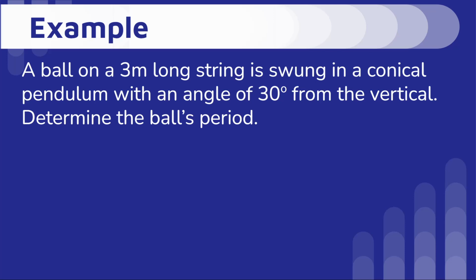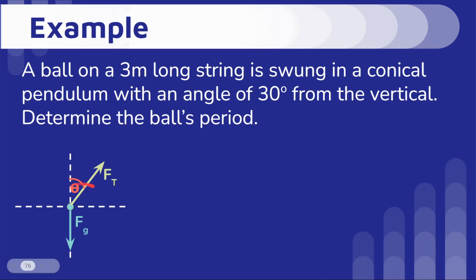It says a ball on a 3-meter long string is slung in a conical pendulum with an angle of 30 degrees from the vertical. Determine the ball's period. So again, we're going to start by drawing a free body diagram. I know that I want to draw FG every time, and I'm going to draw it straight down. And I know that my pendulum, whenever I'm dealing with this, I'm going to draw my force of tension at an angle. And in this case, they're telling me the angle from the vertical. This is not the same angle we used a second ago. So I have an angle from the vertical labeled instead.